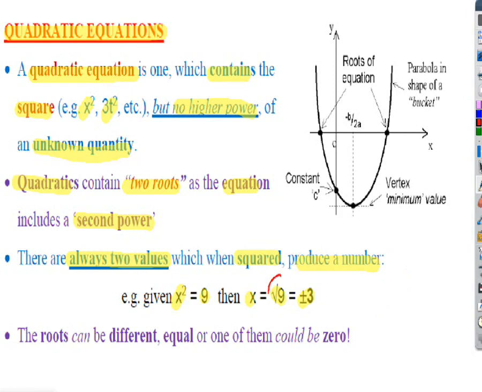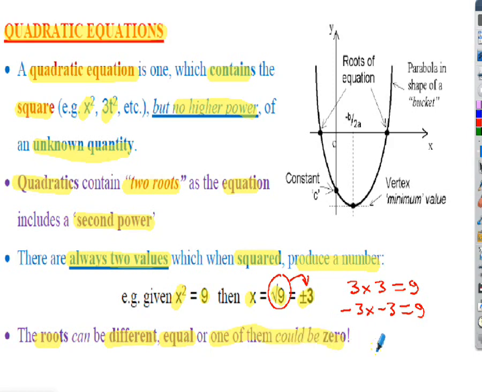Just to clarify that for you, when you square root 9, positive 3 multiplied by positive 3 is equal to 9. But also negative 3 multiplied by negative 3 is also equal to 9. This double negative effect here gives a positive answer. So there are two solutions. So the roots of a quadratic, they could be different, they could be equal as shown above, or one of them could actually be 0.